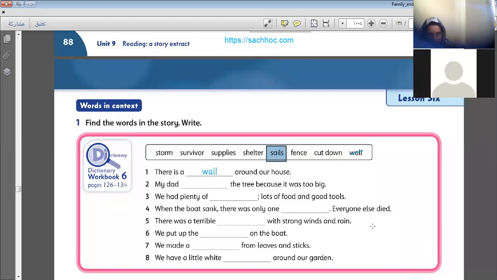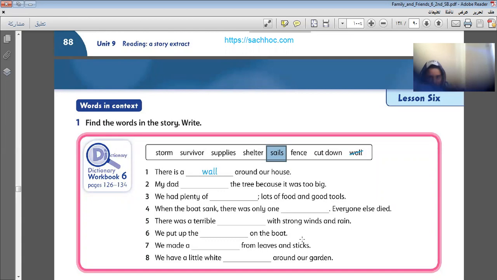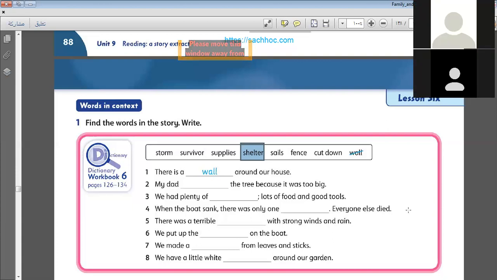Teacher, number 7, please. We made a shelter from leaves and sticks. Excellent. We made a shelter from leaves and sticks. So number 7, shelter. Sixth graders, I highlighted the answer. It's shelter for number 7. Thank you very much. Appreciate it.